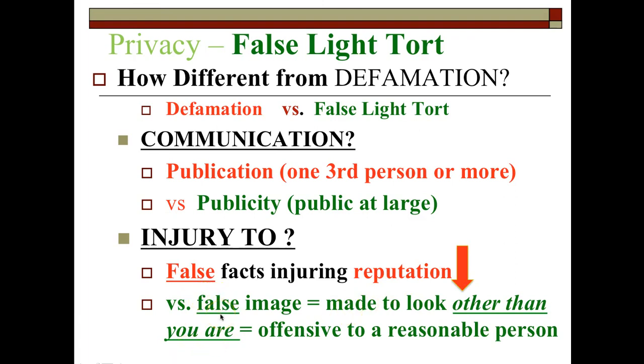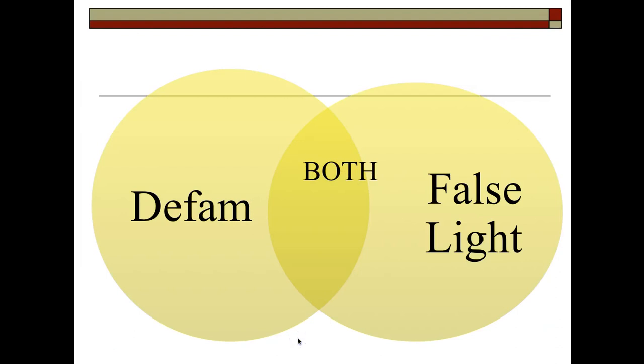False light also focuses on false facts, but simply asks, do they make you look other than you are in a way that would be offensive to a reasonable person? You don't need to show your reputation is lowered for false light. You just need to show you're made to look other than you are. Let's illustrate it. So a lot of behavior is both defamation and false light, but some behavior will only qualify as one versus the other.